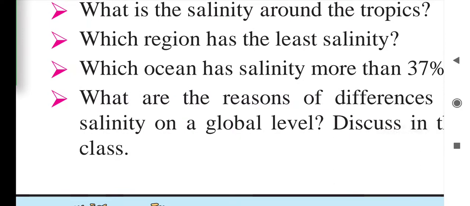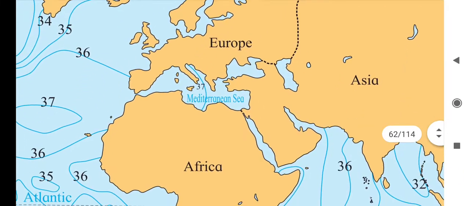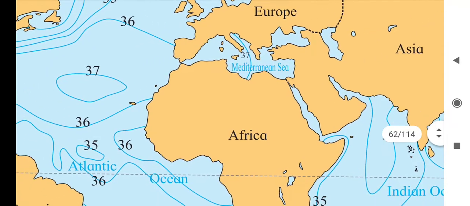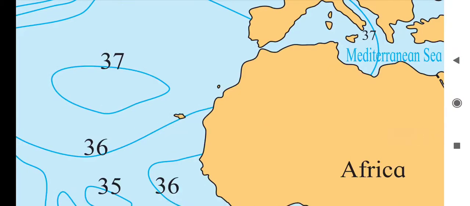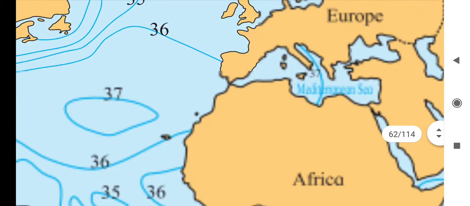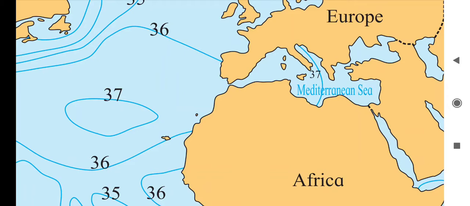which ocean has salinity more than 37%? So we have to find 37% salinity in the ocean. Here is one ocean, and we can see its salinity is 36%. What is the name of this? It is the Atlantic Ocean. This region is the Atlantic Ocean's region. So in the Atlantic Ocean, we can say 36 percent salinity is there.